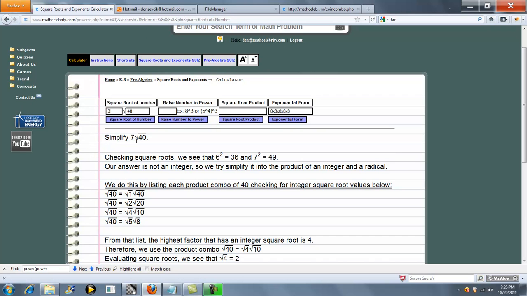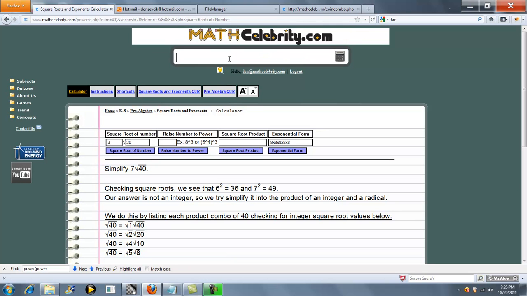So you could make this 3 square root of 20 if you wanted to. And again, you could have typed 3 square root 20 if you wanted.